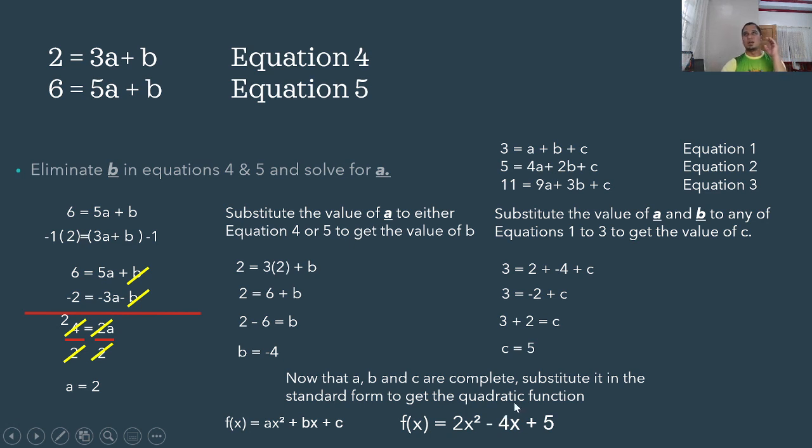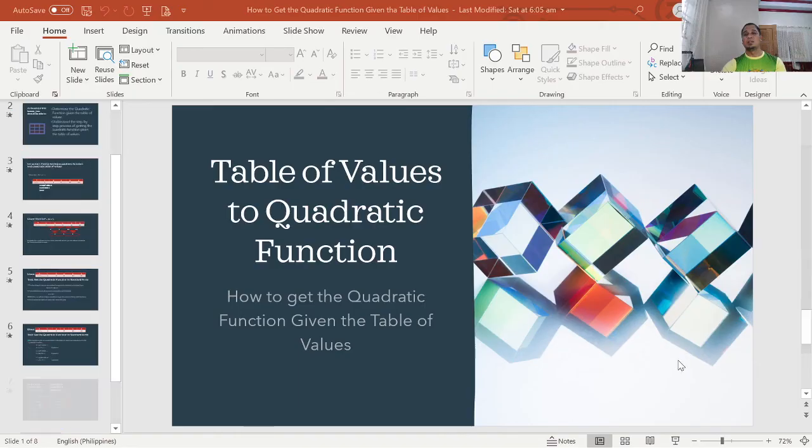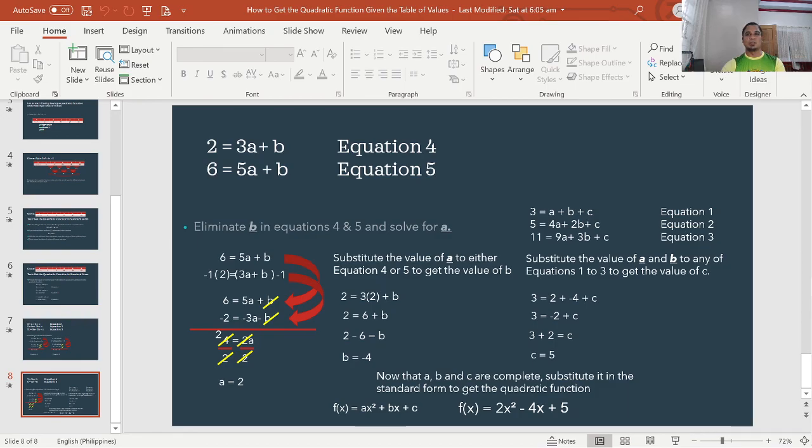So again, I'm hoping that you understood what I have been talking about dito. Na pili muna kayo ng tatlong ordered pair, tapos try to eliminate yung A, B, and C. Come up with equations 4 and 5. Makukuha nyo na yung A. Once na nakuha nyo yung value ng A, work kayo pabalik. So that you can come up with all the values needed. And then substitute dito po. Okay? So I hope you learned something po dito sa atin.